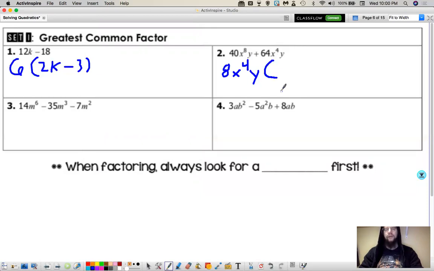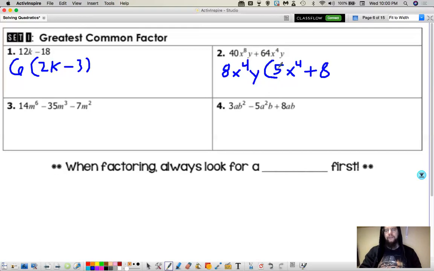Again, factoring out, we're dividing. 40 divided by 8, 5. X to the 8th power divided by x to the 4th power. Remember, whenever you're dividing powers, you subtract. That's x to the 4th power. Y divided by y. Well, y to the 1st power divided by y to the 1st power, 1 minus 1 is 0, and 0 power is 1. Or, of course, anything divided by itself is 1, so y divided by y is 1. That's 0. 0 divided by 0, that's a whole other story. Anyway, plus 64 divided by 8 is 8.